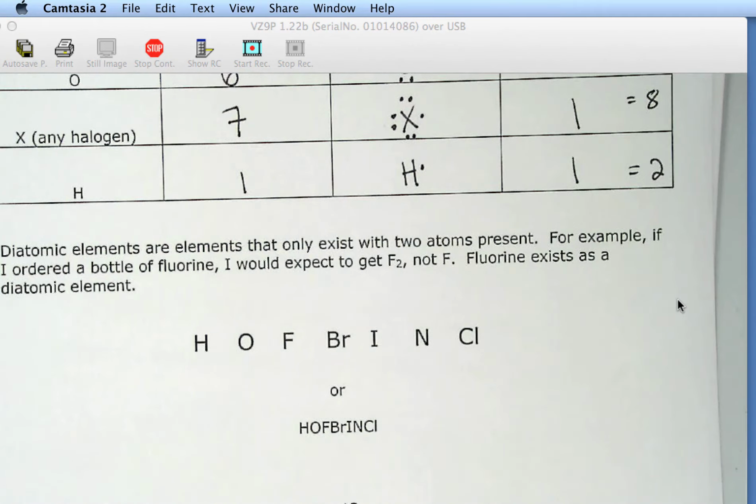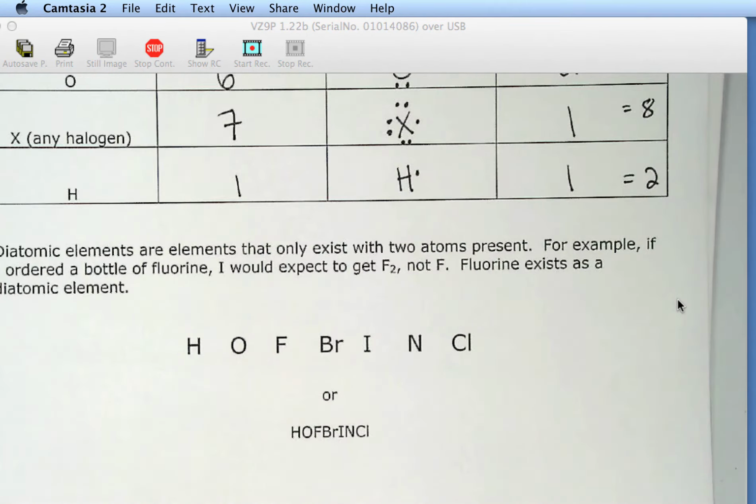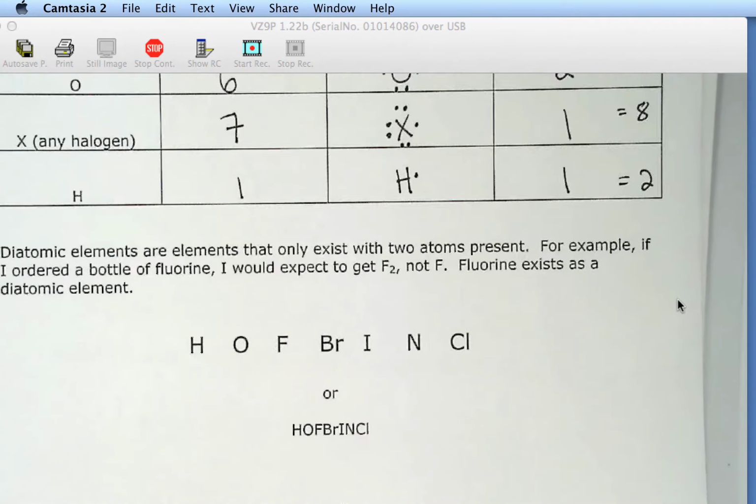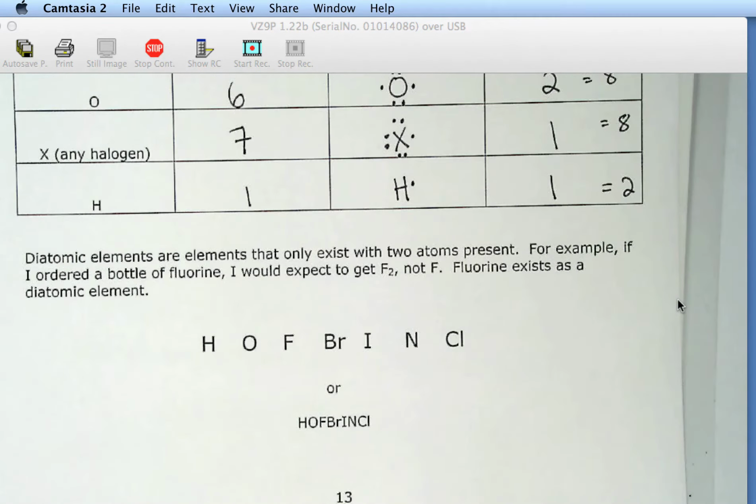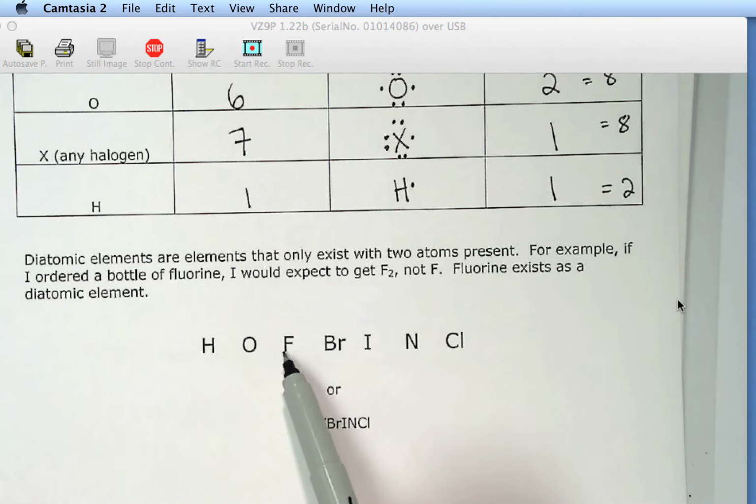Alright. Diatomic elements. These are a special class of elements. If you call Aldrich up, Aldrich is a chemical supply company, or Fisher, and you say, I want to buy fluorine. They say, okay, here's fluorine, I'll ship it off to you. And you think that you're just going to get fluorine, F.